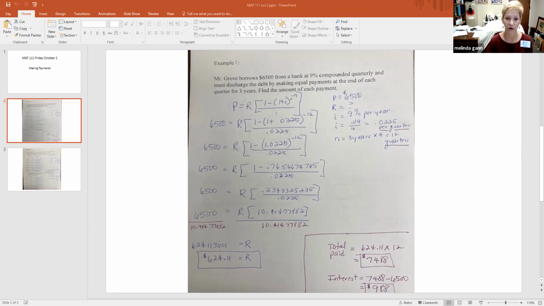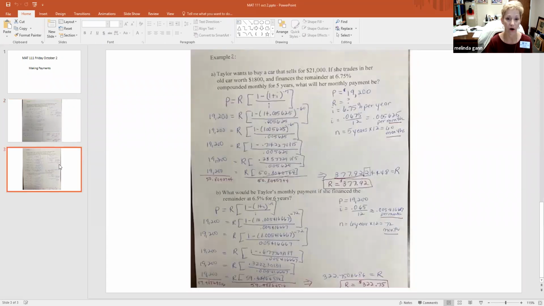So always make sure you're answering the question. All they asked me was to find the amount of the payment, so I could have stopped there. I just went and did these two because some of your homework problems ask you to do some of that. Okay, let's look at another one. This other one I kind of turned into two parts. All right, look what this one says.